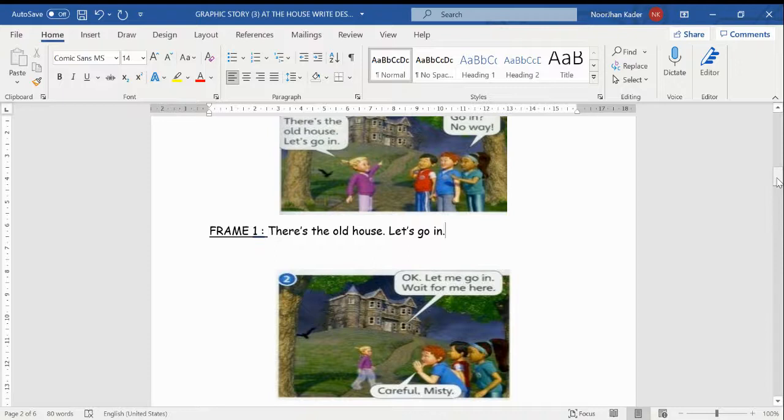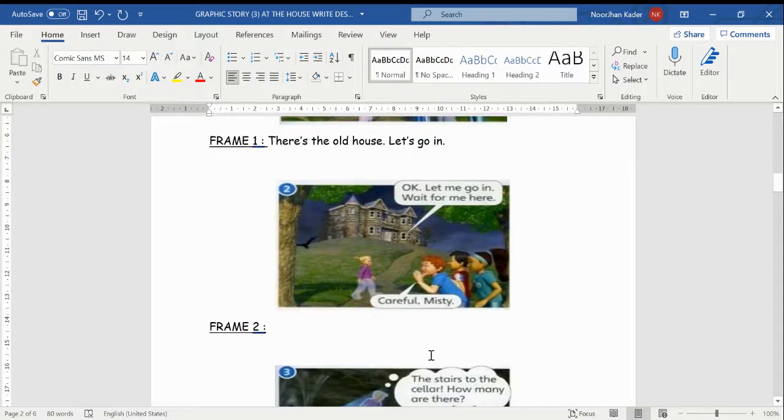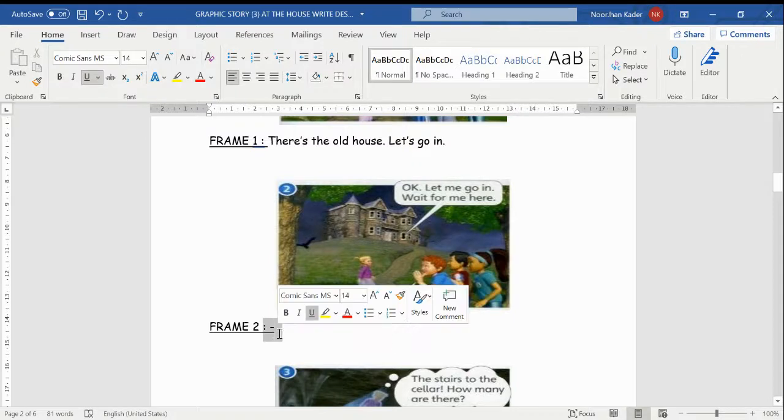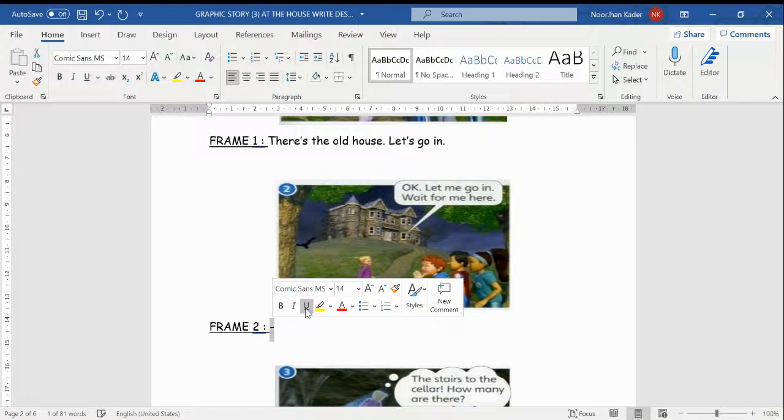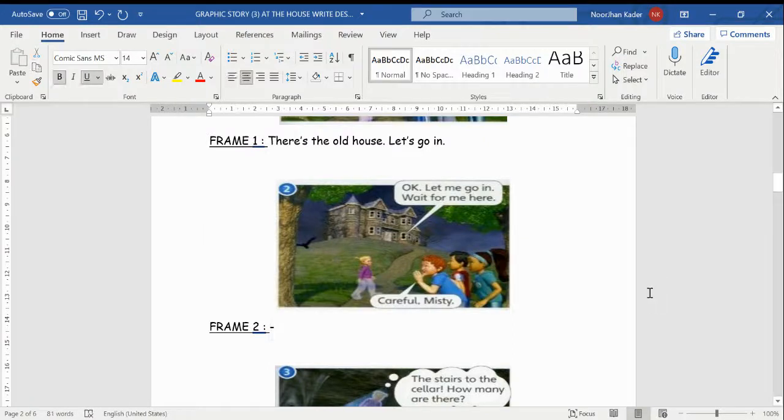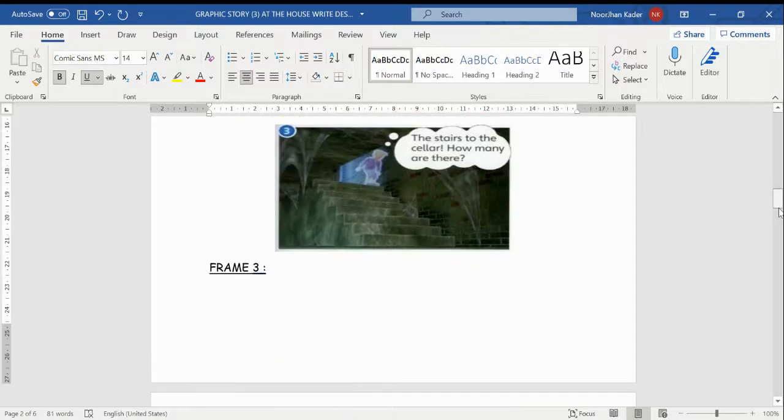Okay, so second sentence. Frame 2 now. Is there any sentence which tells us about any description? Second frame. Let me go in. Wait for me here. This is an instruction. This is an advice from Thunder. So there is no description here. So in frame 2 there is no description. Okay, let's go to the third one.